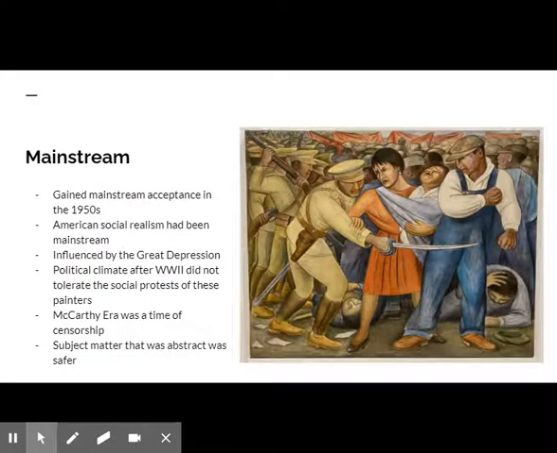Why this style gained mainstream acceptance in the 1950s is a matter of debate. American social realism had been the mainstream in the 1930s. It had been influenced by the Great Depression as well as by the muralists of Mexico. The political climate after World War II did not long tolerate the social protests of these painters. The McCarthy era after World War II was a time of artistic censorship in the United States. But if the subject matter were totally abstract, then it would be seen as apolitical and therefore safe. Or if the art was political, the message was largely for the insiders.